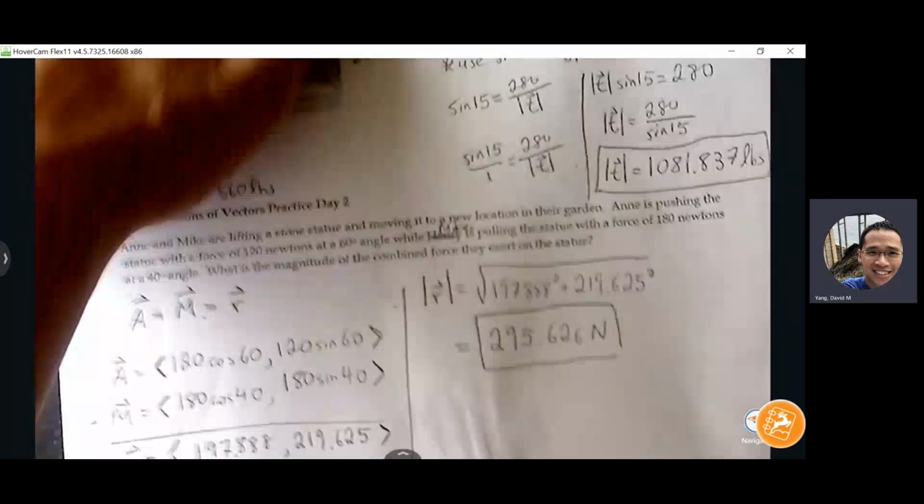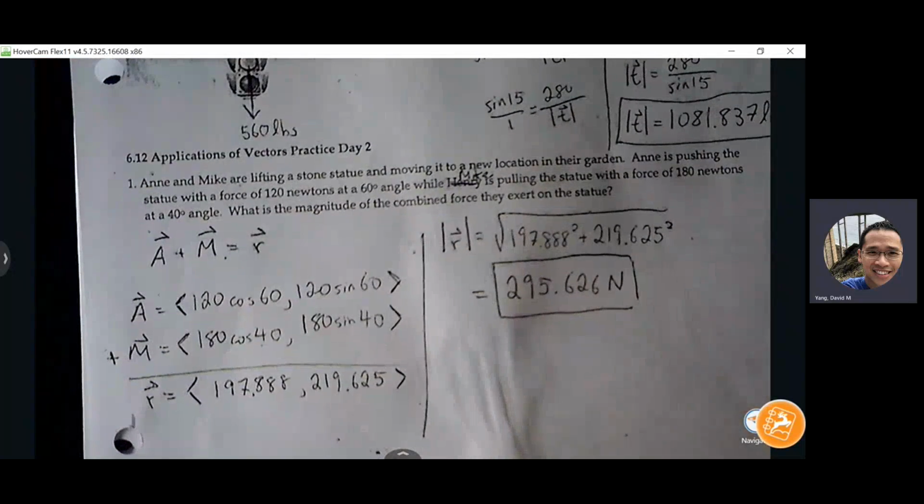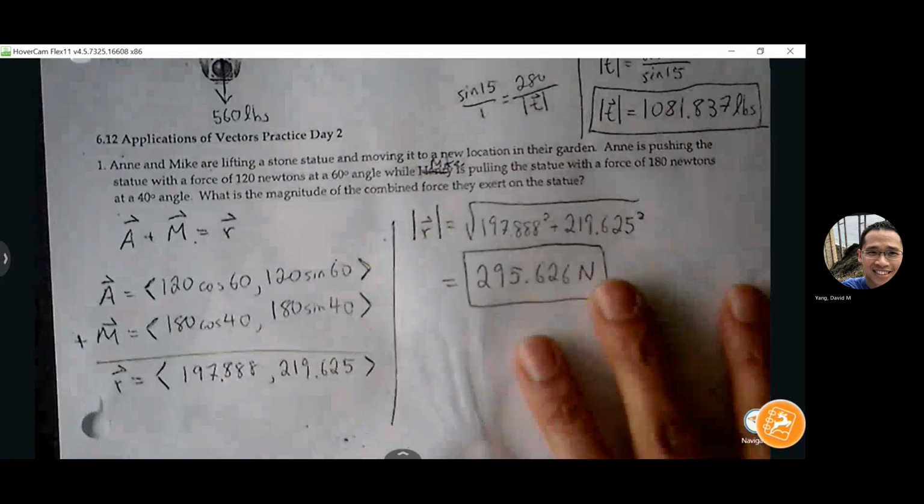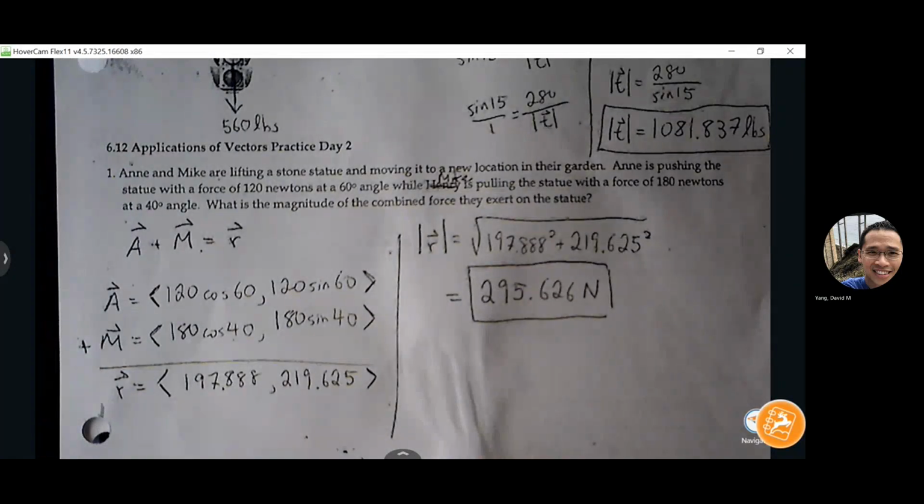All right, let's check our answer for one. The resultant vector will just be adding the horizontal and vertical components, and then it's only asking for magnitude, so Pythagorean theorem, square roots.